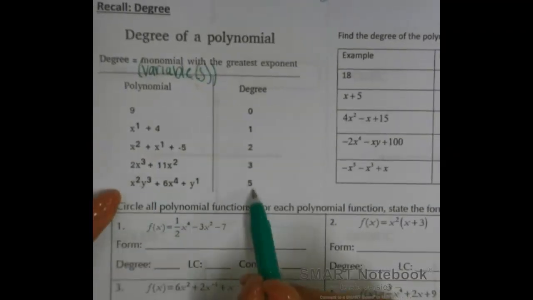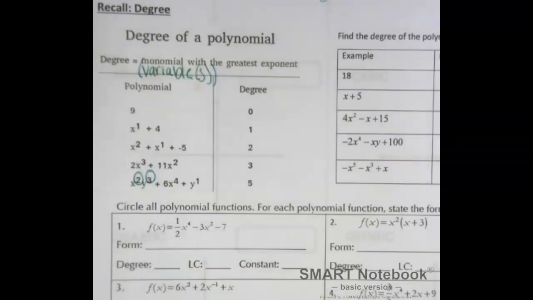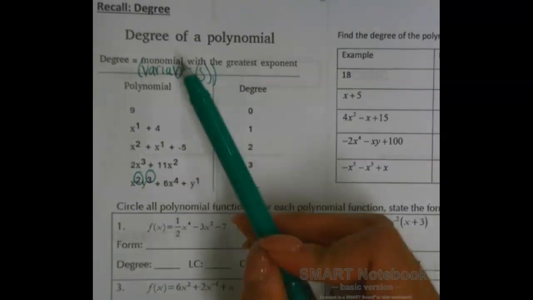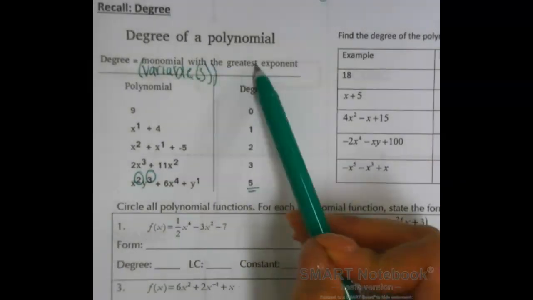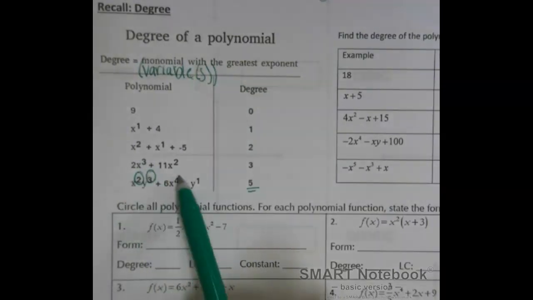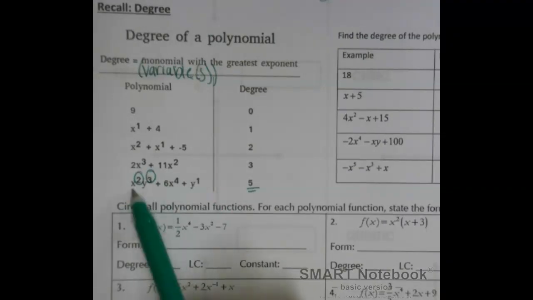How do you think they got a 5? The first ones, the 2 and the 3. What's 2 plus 3? 5. That's how they got the 5. It specifically says a monomial with the greatest exponent. This is one big monomial. This is another monomial. This is another monomial. So the highest monomial is the first one, and 2 plus 3 will give you 5.